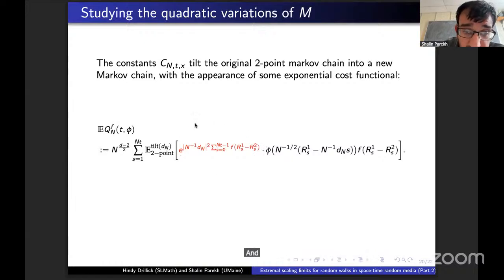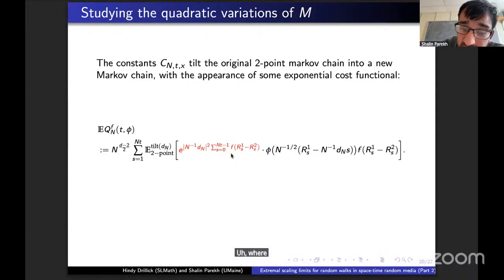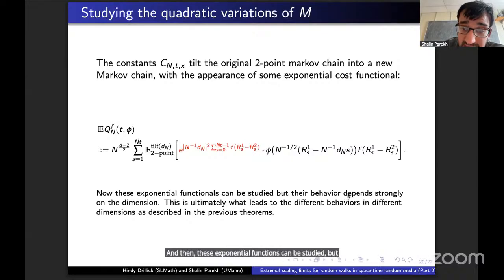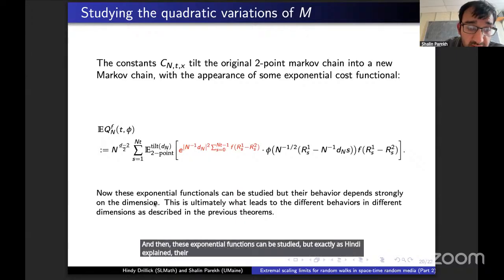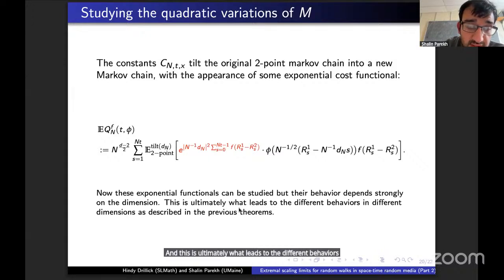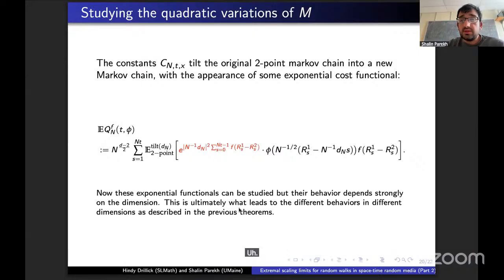And this cost functional is exactly a kind of exponential functional, where this f is some specific interaction kernel, which is actually the same as this f. And then these exponential functionals can be studied, but exactly as Hindy explained, their behavior depends strongly on the dimension. And this is ultimately what leads to the different behaviors in different dimensions as described in the previous theorems.